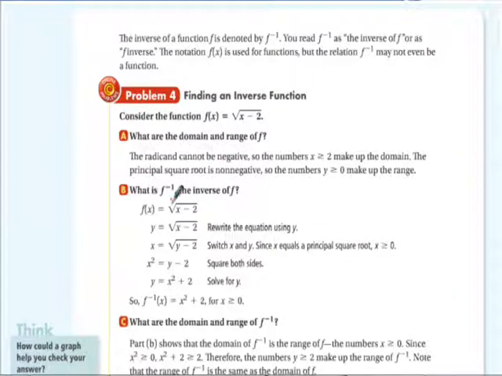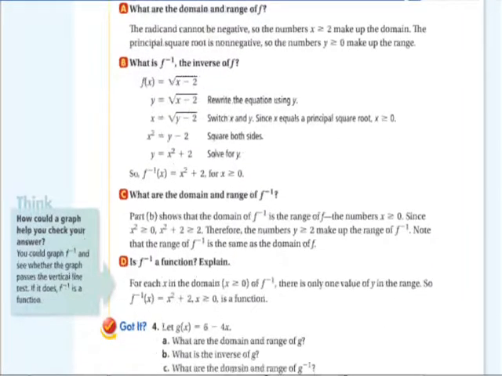Then what's the inverse of that? So we replace f of x with y, and then we're going to switch x and y, and then we're going to solve for y. So we get the inverse of f of x is x squared plus 2 as long as x is greater than 0. Okay? That's it. All right? Domain and range.